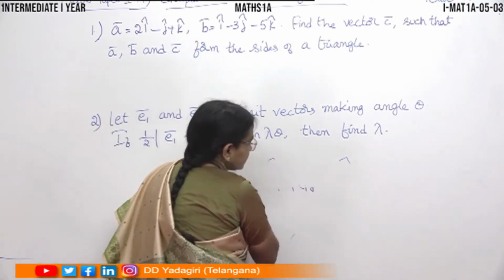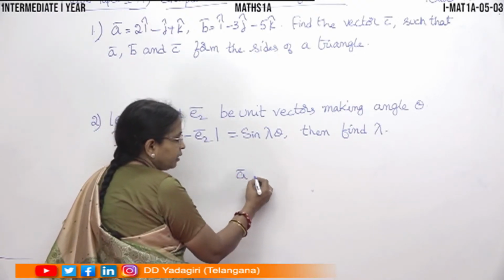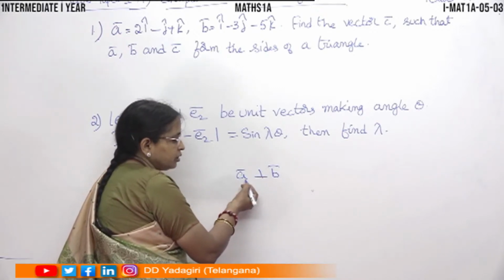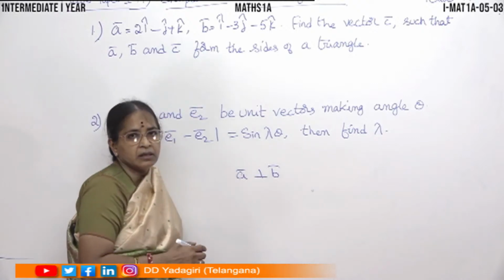Okay, next is, suppose that A and B are perpendicular. A and B are perpendicular, and then A is a non-zero vector, B is also a non-zero vector. These two are vectors.